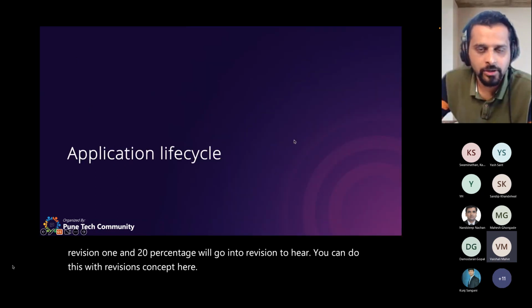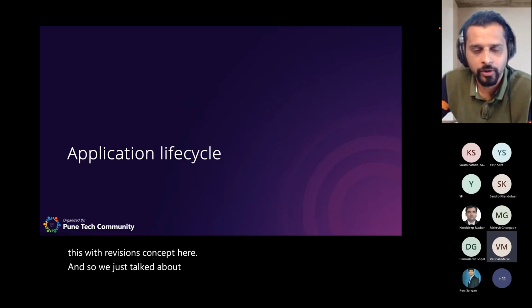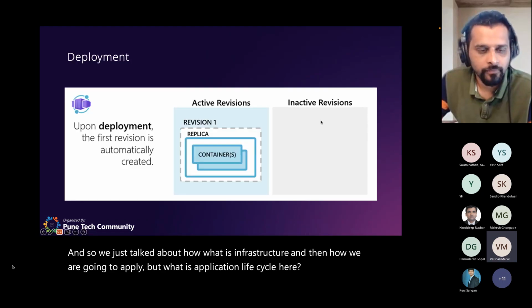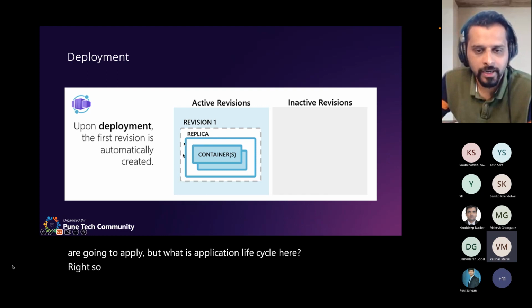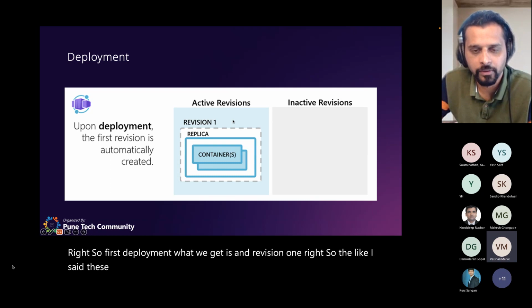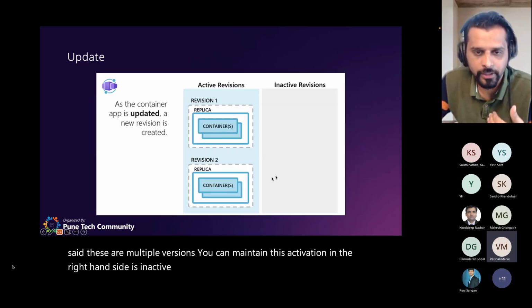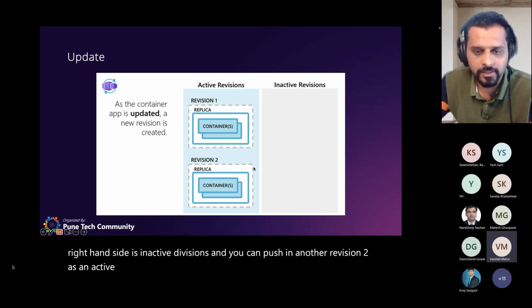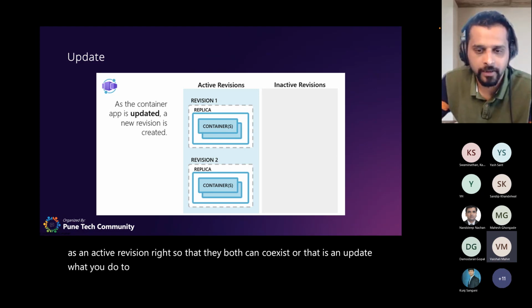And yeah, so we just talked about what the infrastructure is and how we are going to deploy it, but what is the application lifecycle here? Upon first deployment, what we get is a revision 1. Like I said, these are multiple versions you can maintain. This is the active revision, and the right-hand side is inactive revisions. And you can push in another revision 2 as an active revision, so that they both can coexist, or that is like an update you do to your existing application.